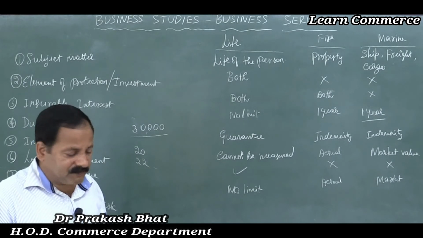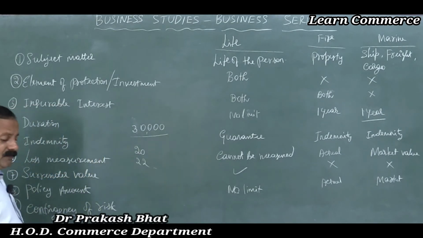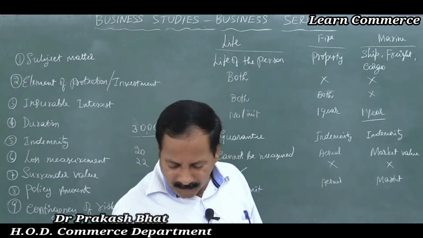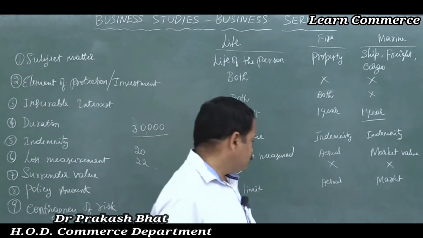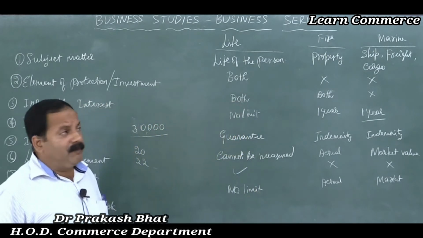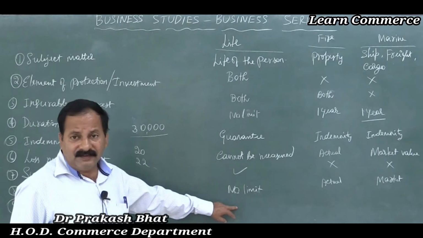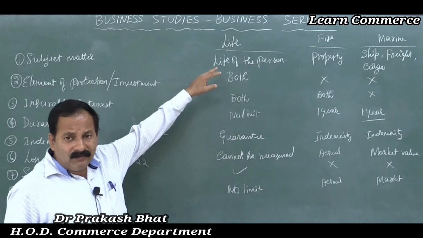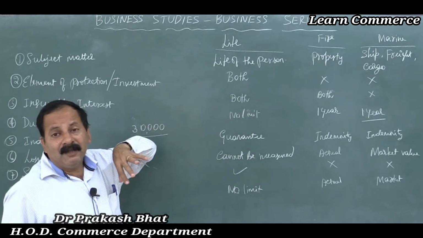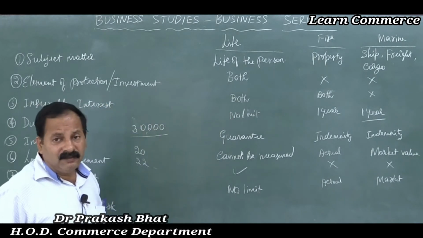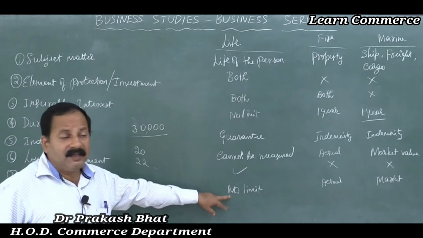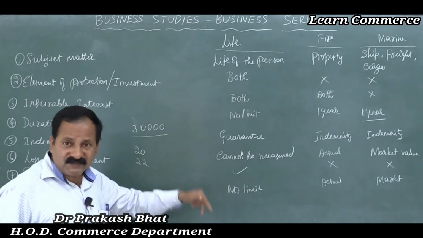Then the next one, this last one, contingency of risk. Contingency of risk. That is, here the person must die. If it is accident insurance, isn't it done? The person should have suffered injury and a part of the body has become useless, isn't it? Then this compensation will be paid. The event must happen. The mishap must occur.